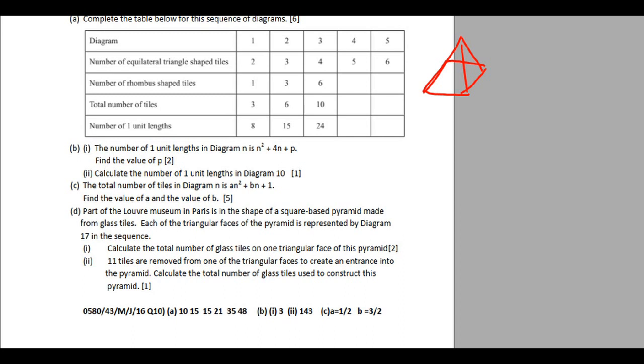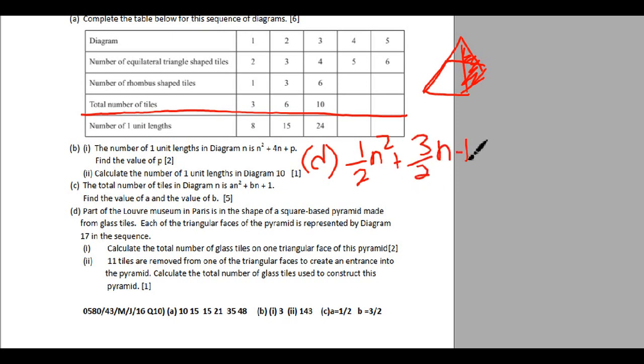Square base pyramid made from glass tiles. Each of the triangular faces of the pyramid is represented by diagram 17 in the sequence. Calculate the total number of glass tiles on one triangular face of this pyramid. We need the total number of tiles on one of the faces, and we know this is the sequence representing the total number of tiles, and we have its nth term as well from part C, which was half n square plus 3 by 2n plus 1.